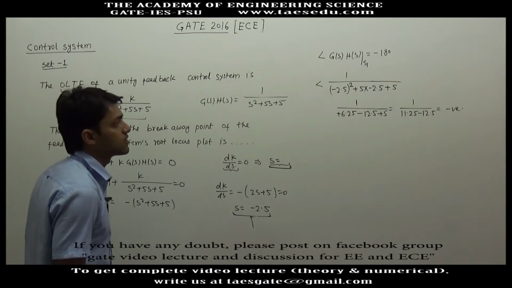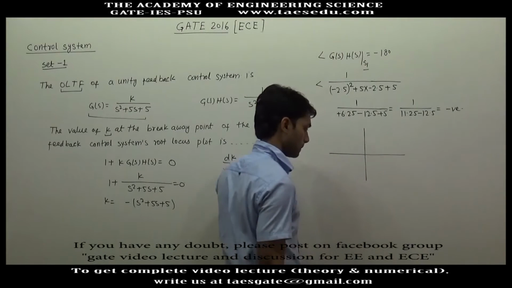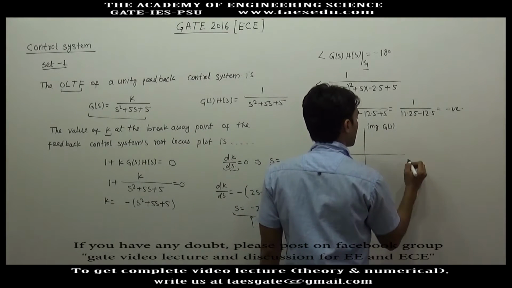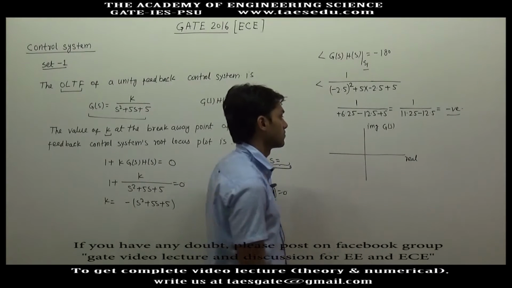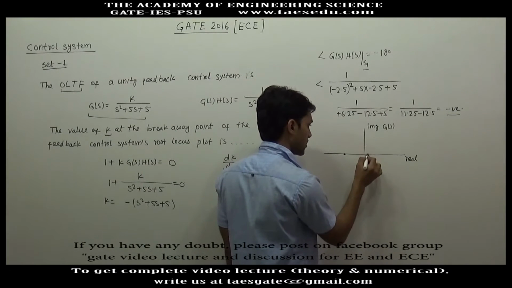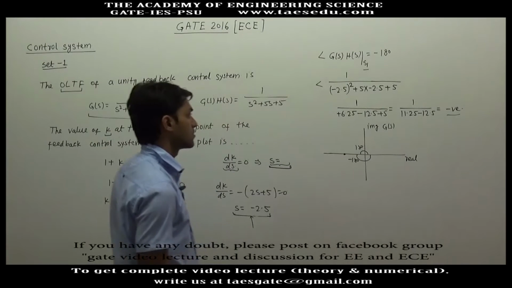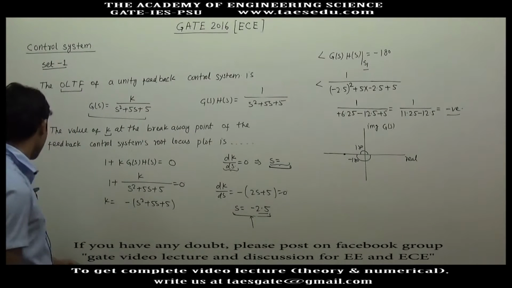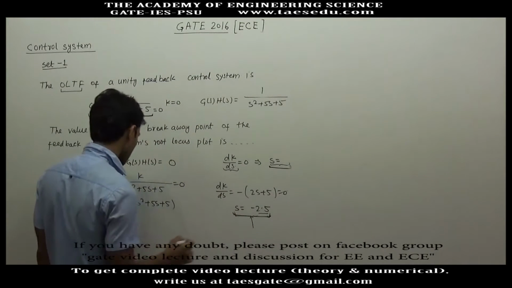So if the value of G(s)H(s) at S1 is a negative quantity, in the complex plane of G(s)H(s), here you have the imaginary part and here you have the real part. You have a real quantity which is negative, so you will be somewhere on the negative real axis. So at this point the angle will be 180 degrees or minus 180 degrees. So it confirms that the point s equal to minus 2.5 lies on the root locus.